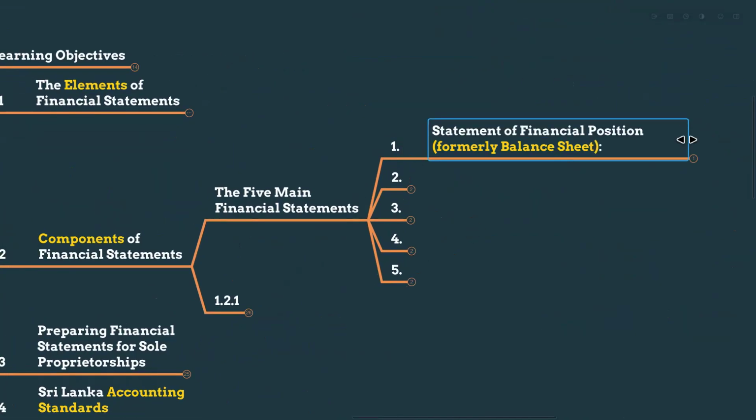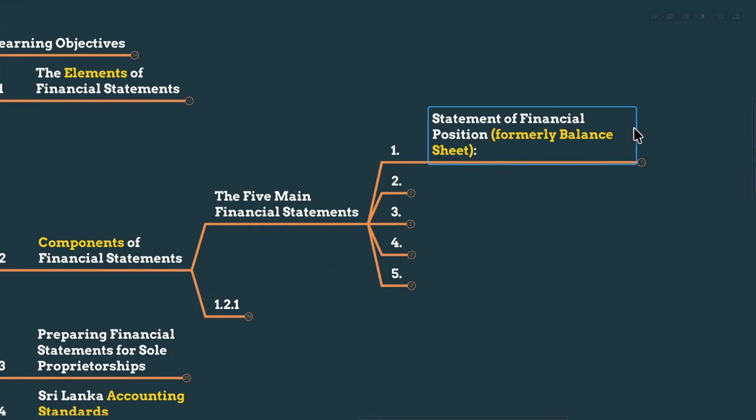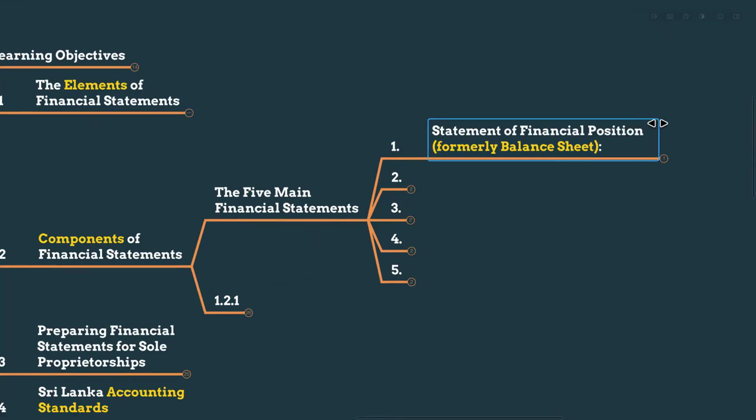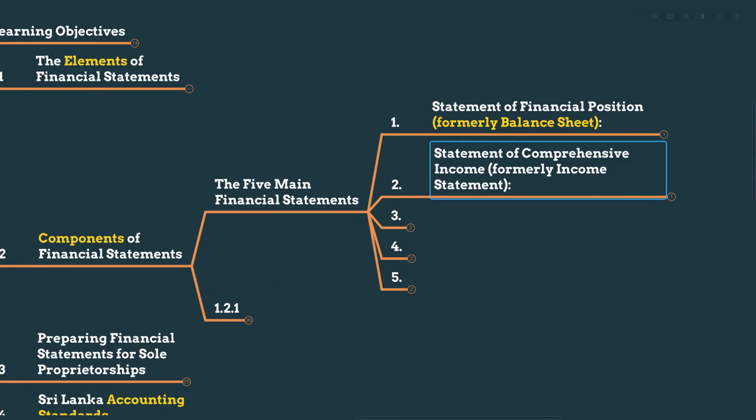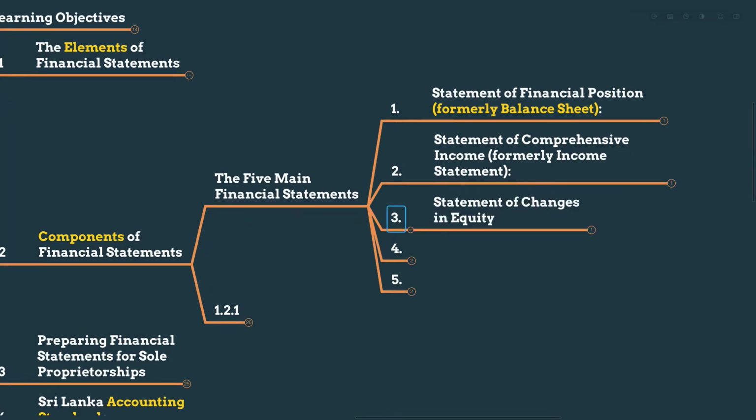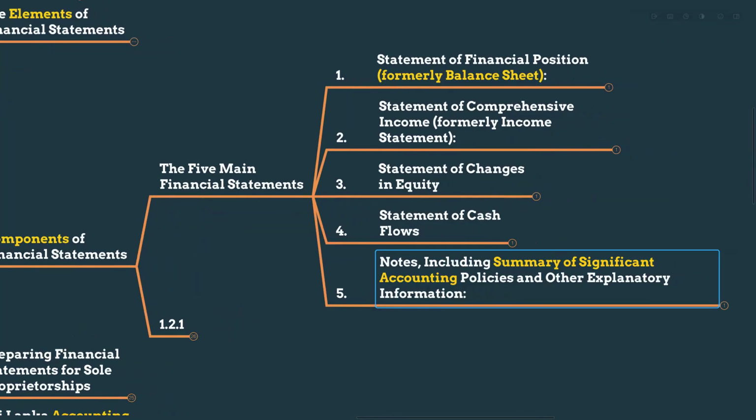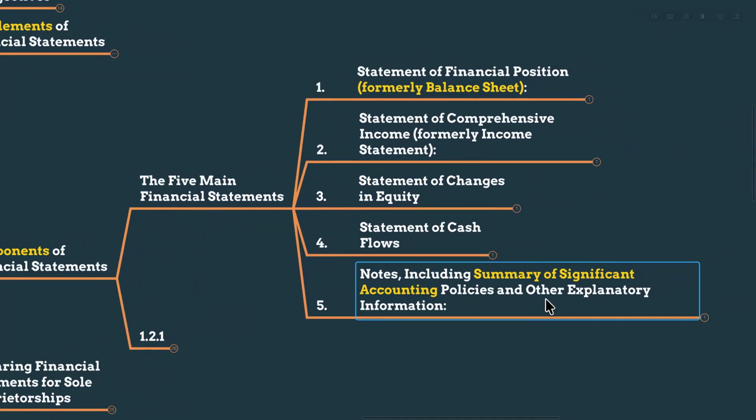So let's talk about the five main financial statements. The first statement is the statement of financial position, formerly known as the balance sheet. The second one is the statement of comprehensive income, which in a very practical way we simply call the income statement. Then the statement of changes in equity, the statement of cash flows, as well as notes, including the summary of significant accounting policies and other explanatory information. Always remember, even if you are doing PhD level education, these are the five main financial statements, the five components. They are not going to change anymore.